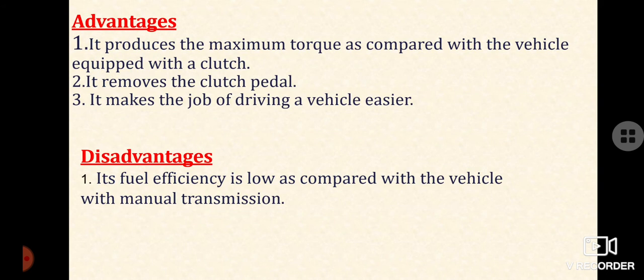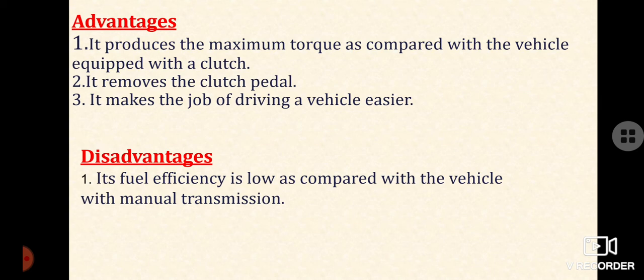So let's discuss the advantages and disadvantages of the torque converter. As mentioned here, it produces the maximum torque as compared with a vehicle equipped with a clutch. It removes the clutch pedal. It makes the job of driving a vehicle easier. Its disadvantage is that its fuel efficiency is low as compared with a vehicle with manual transmission.